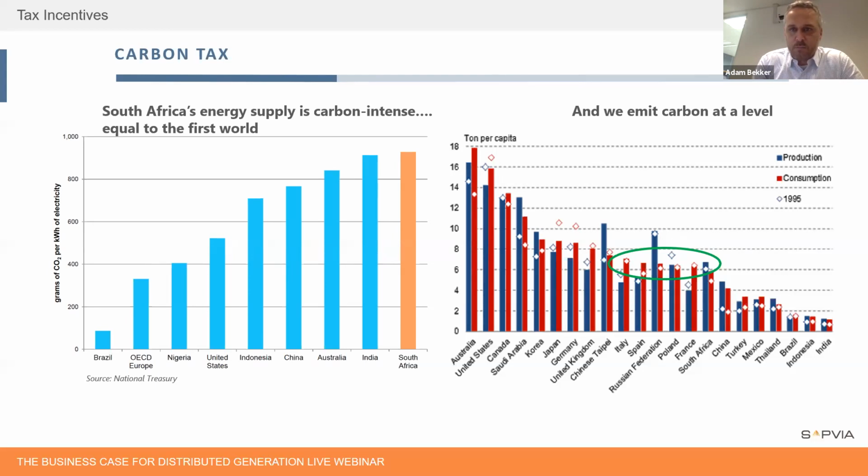And in the graph on the right, you can see that although we are a third world country, on a per capita basis we are emitting carbon amongst a group of first world countries. So that's just a signal that there are large emitters of greenhouse gases in South Africa. There are a large number of customers for whom carbon tax is going to be a very real consideration. If we can just move to the next slide.